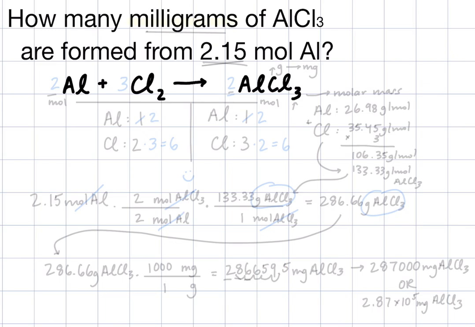Before we get started with the stoichiometry problem, we want to confirm that our equation is balanced. So if we check here on the reactant side, we have 1 atom of aluminum and 2 atoms of chlorine. When we go to the product side, we still have 1 atom of aluminum, so that's balanced. But when we check the chlorine, we have 3 atoms. So we need to do some balancing.